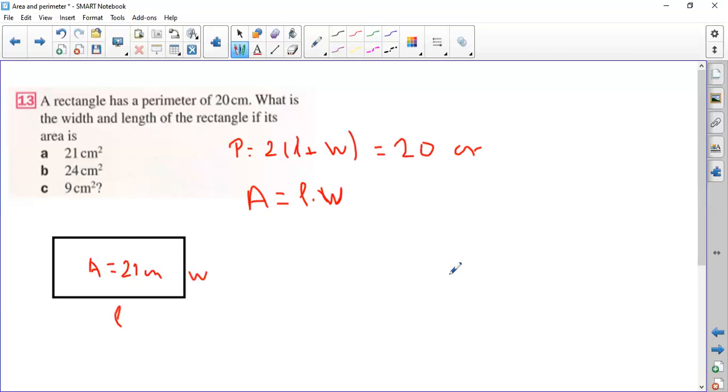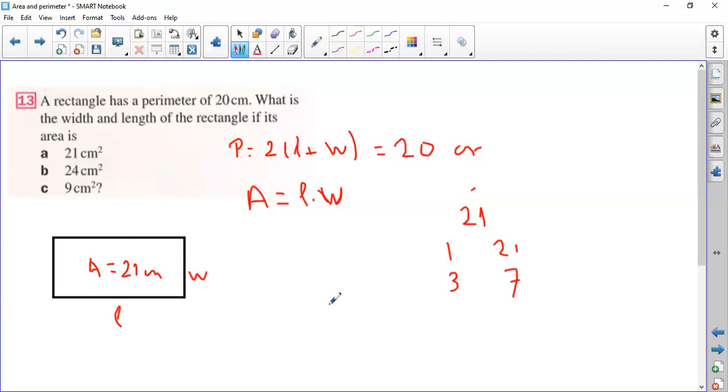So what are the factors of 21? We have 1 and 21, okay. 2 is not a factor since 21 is not an even number. I have 3 and 7. 4 is not a factor, 5 no, it doesn't end with 0, 6 no, 7 and 3. So all these are the factors of 21: 1, 21 and 3, 7. Now, which of them will give me 20 when I substitute in here? So I have to check. If I take 1 and 21, it will be 2 times (1 plus 21), 2 times 22 is 44. It is not 20.